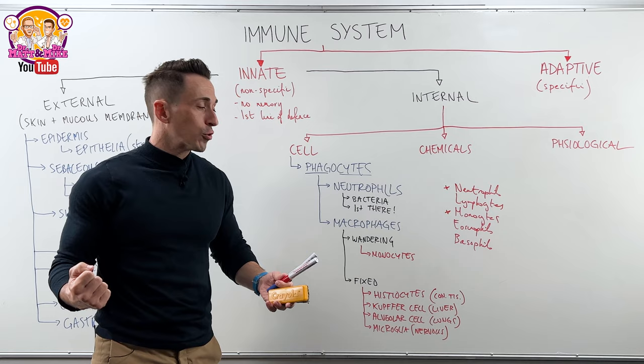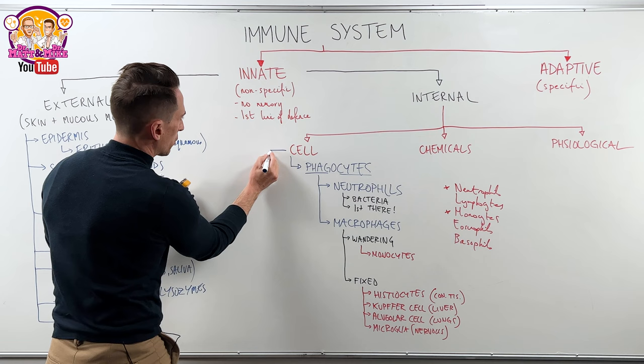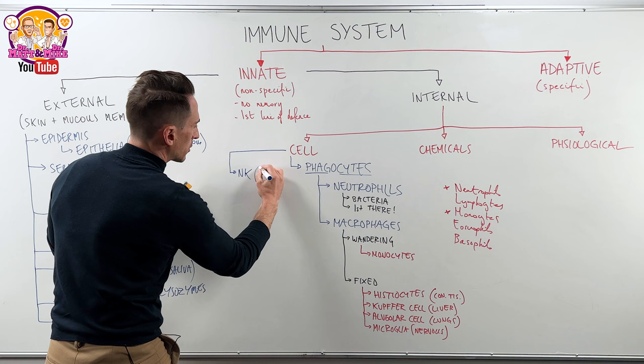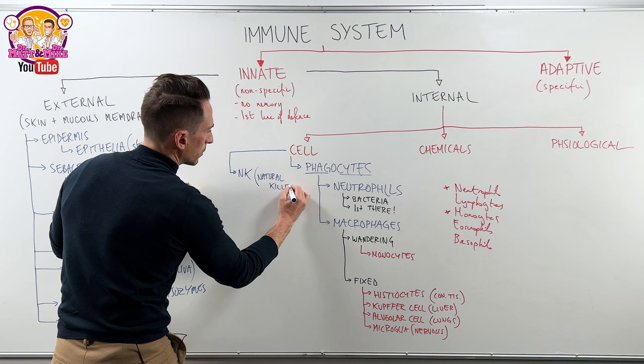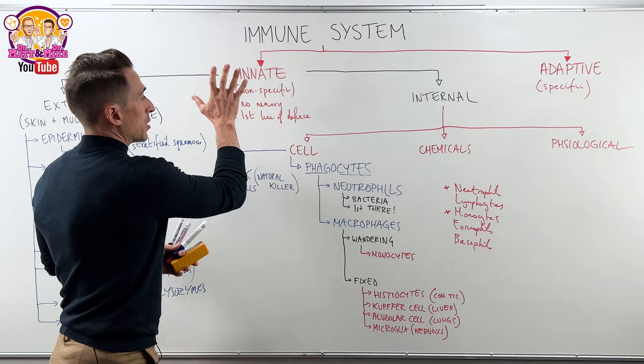But there's other types of cells. While we have these ones, the phagocytic cells, the other type you should know is called NK cells. Now these are called natural killer cells. What a name. Natural killer cells. How tough does that sound? Now these natural killer cells can do a couple of different things. Again, they target and destroy. They don't care what it is. They target and destroy really.